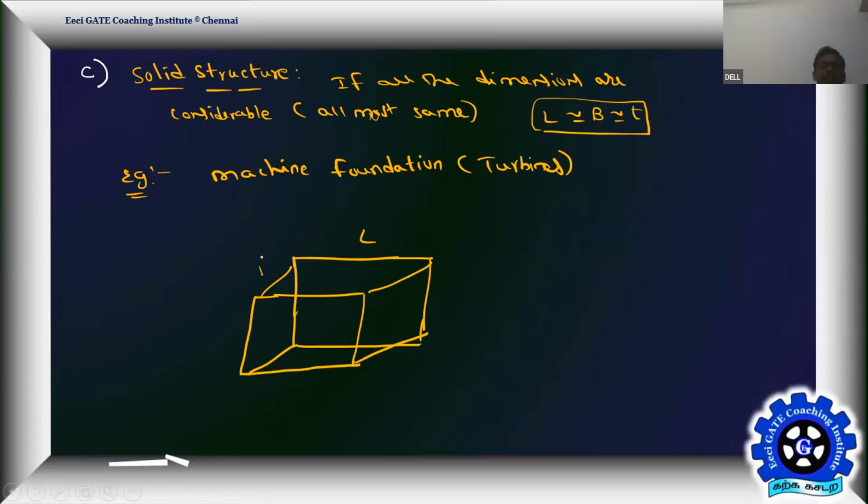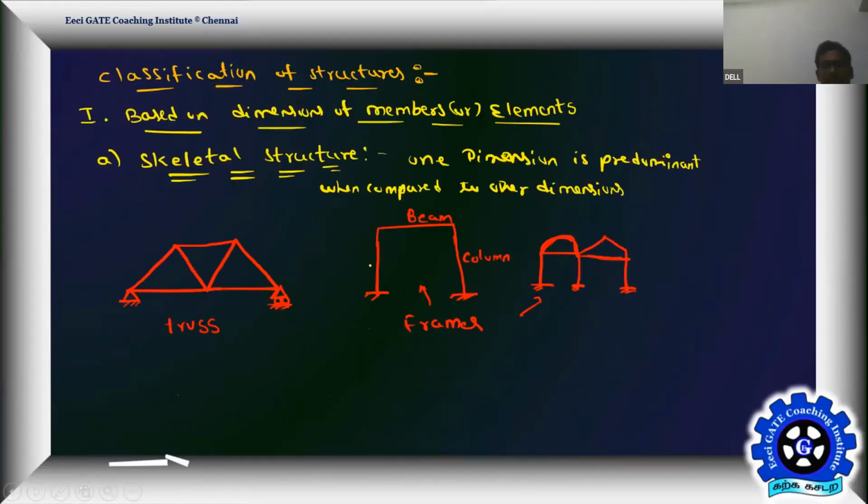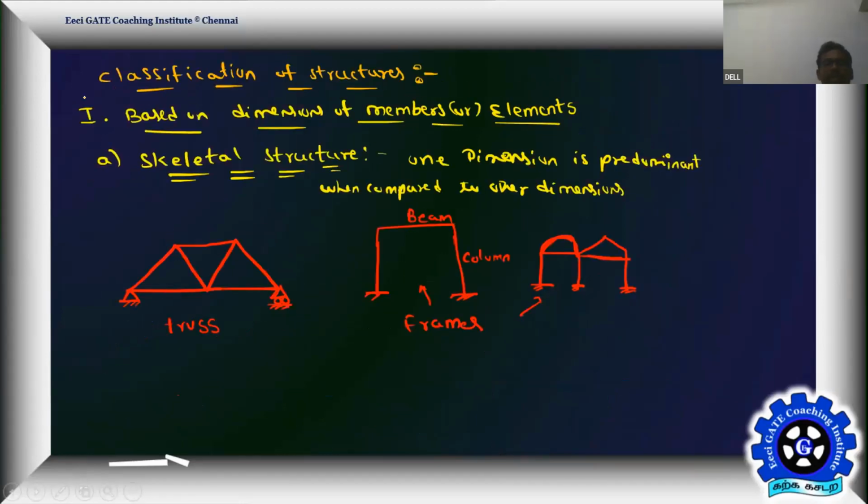So length, width, and depth or thickness, whatever it is, almost they are the same. Can we ignore any one of them? All are very bulky. Yes or no? We cannot ignore. These are the different types of structures based on the dimensions of elements, basically. This is one element, and in a structure this is also an element. Okay, is it clear to everyone? Whatever I explained so far is the first criterion, based on the dimensions of members or elements.